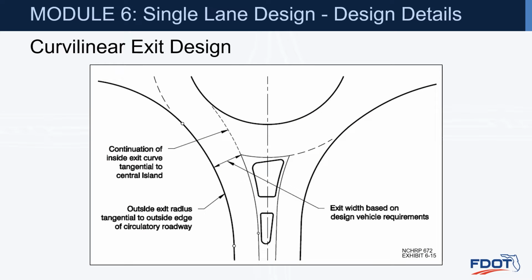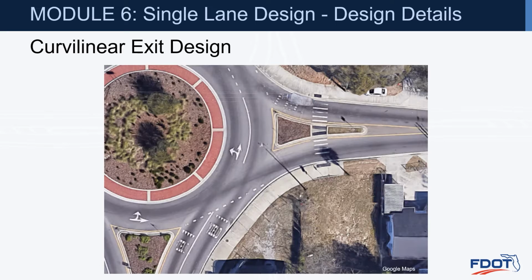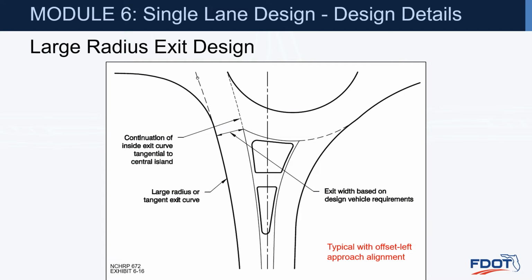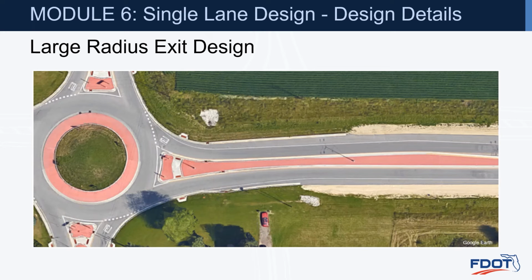So here's a graphic of a curvilinear exit type of design. So there's a little more curvature on this particular one. And here's a picture of a design that has some curvature on the exit. You can also have a large radius exit design. You can see this is pretty straight out, and this is again typical with our offset left approach alignment design that we're recommending. And you can see this one has a much straighter out type of exit with that large radius exit design.